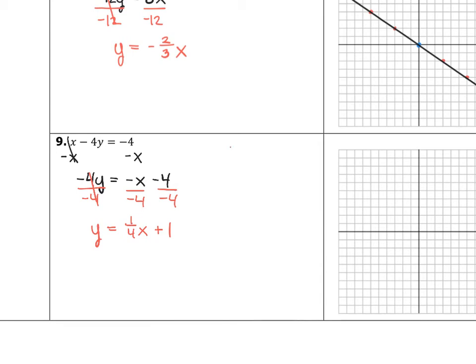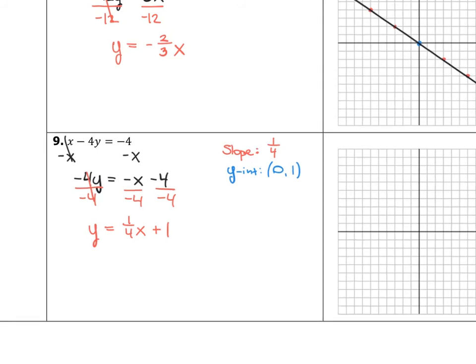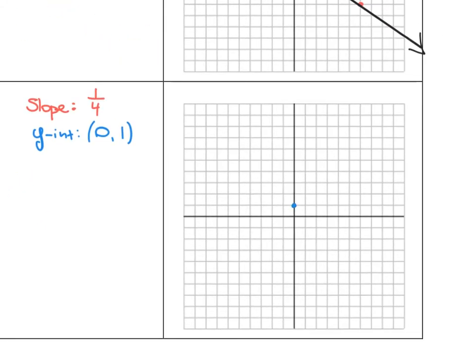So the slope, we have a positive slope this time, 1/4, and the y-intercept is (0, 1). So I'm starting at (0, 1), and from here I'm going up 1 and right 4. I could also go down 1 and left 4. And so this line will be increasing and look like this.